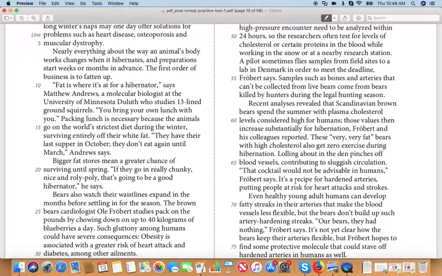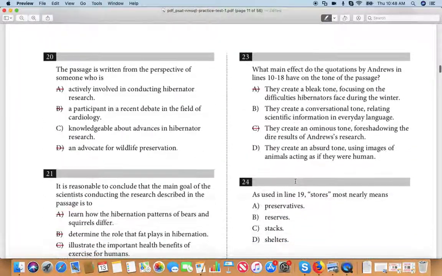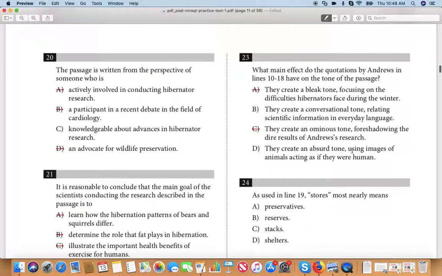It's tempting here because the second half does use images of animals acting as if they're human. It talks about them packing a lunch, but the tone isn't crazy. It's much more conversational. Answer choice B is a much better answer choice than D. Does that make sense?